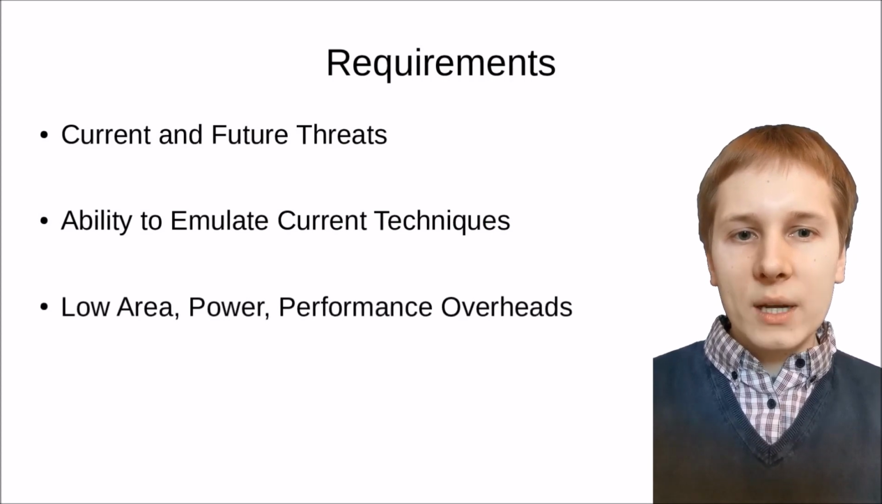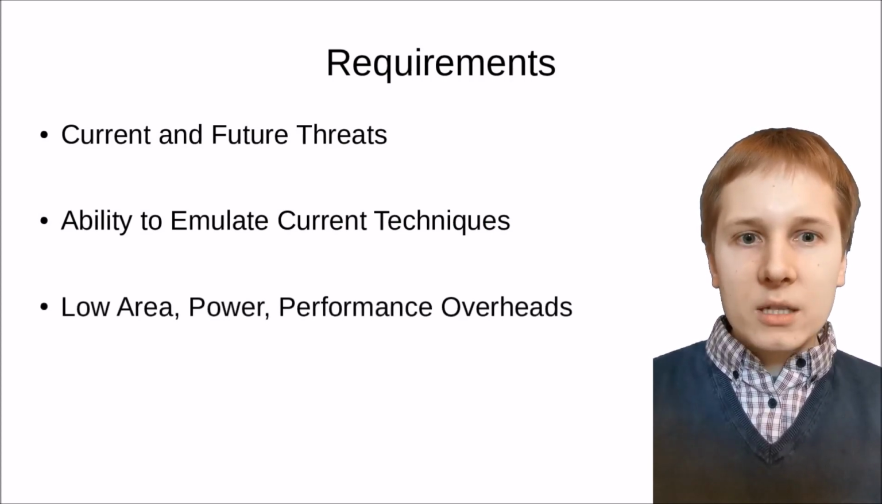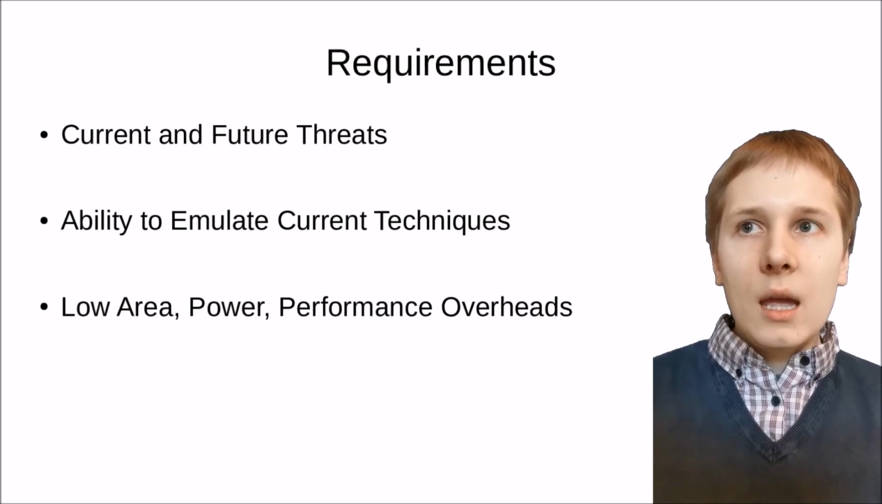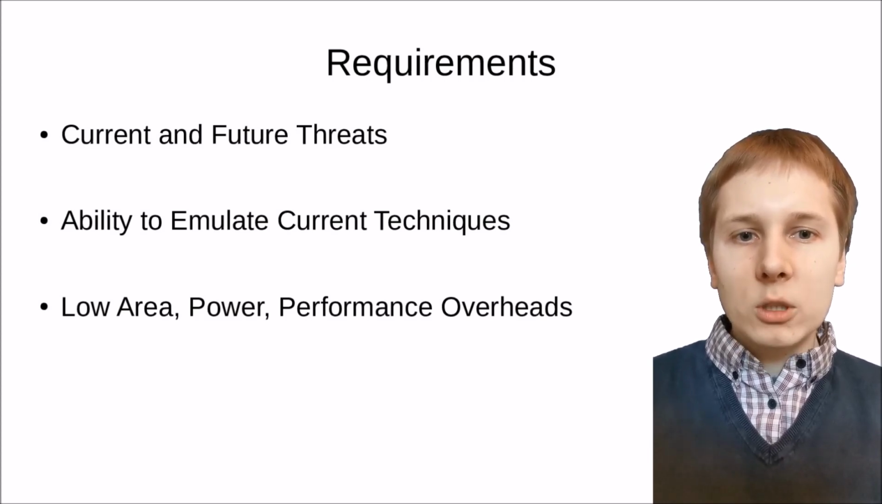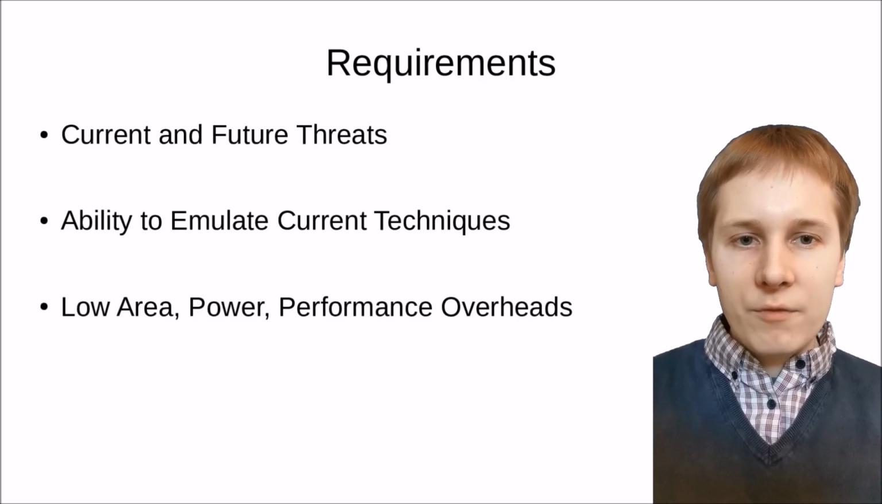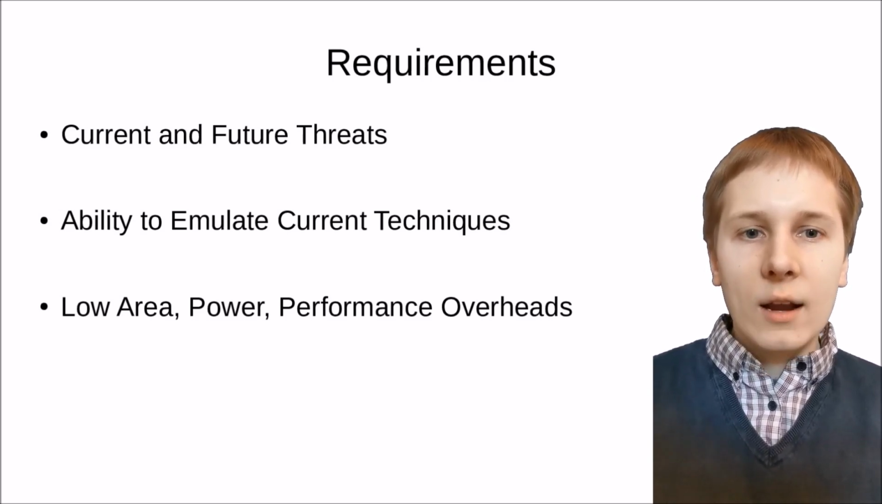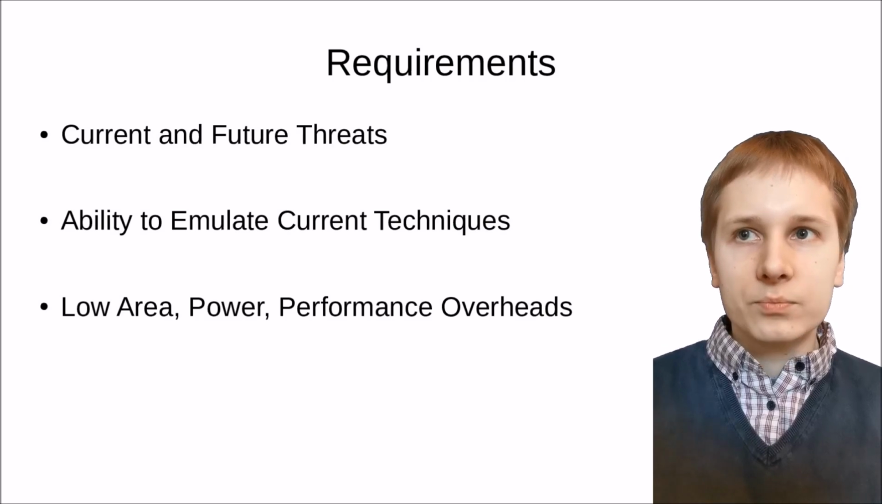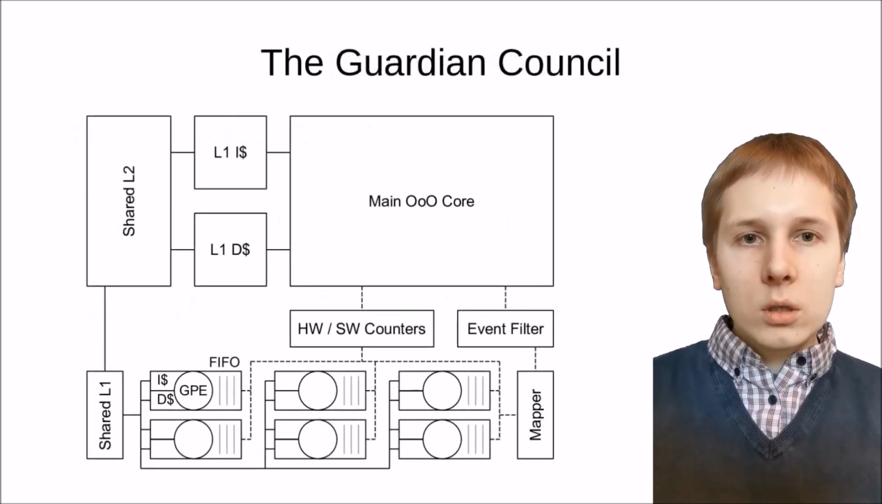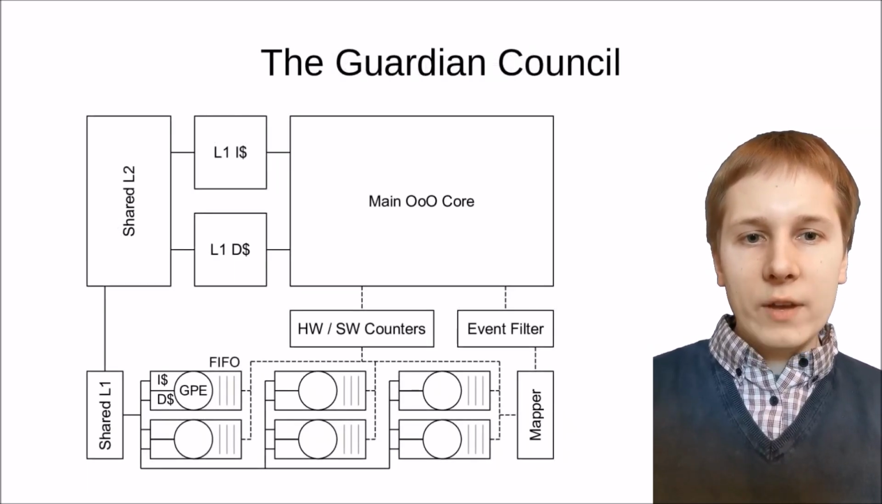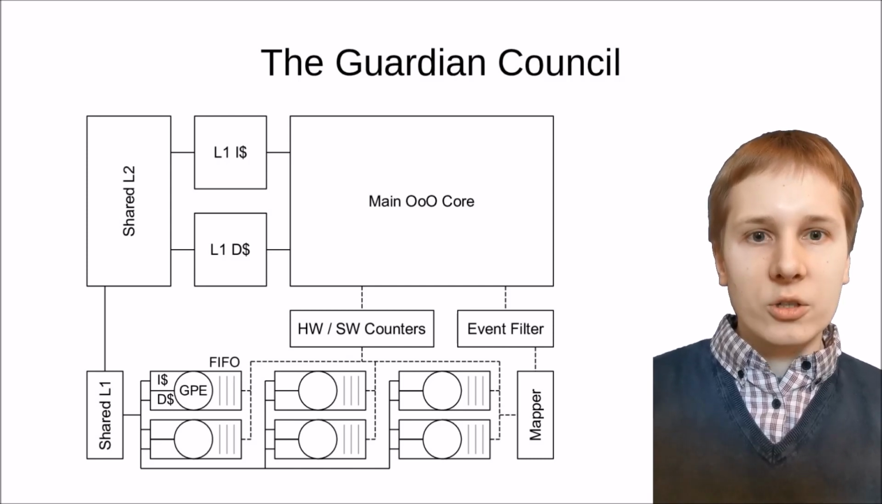And of course, we need low area, power and performance overheads because everything does. It's very rare for people to be willing to pay more than about 5% for security in practice. People just turn things off if you can't get those very low overheads. So, our approach to solving these problems is our new architecture, the Guardian Council.